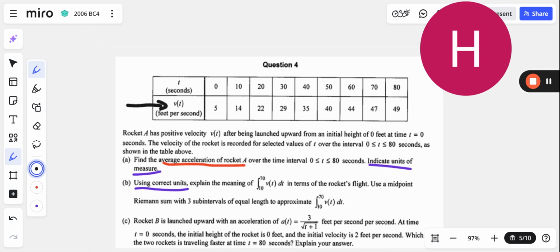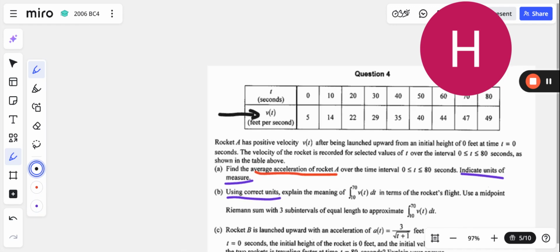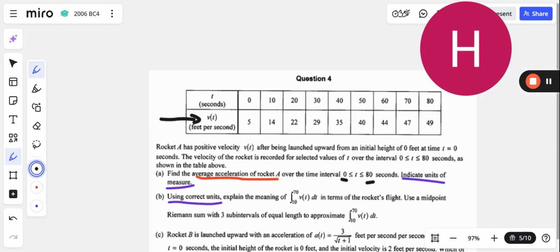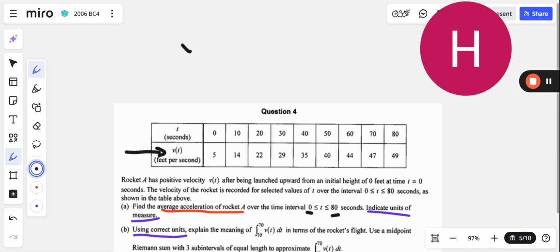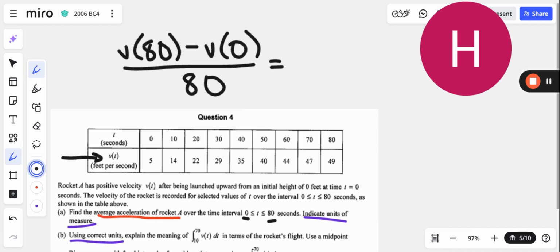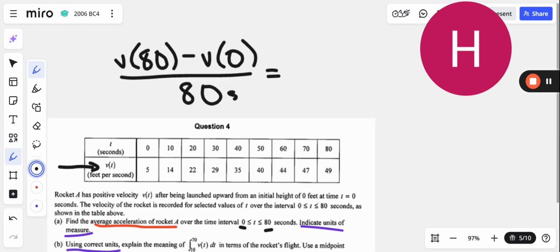So how do we find average acceleration? Well, acceleration is just the slope of velocity, the derivative, if you will, of velocity. So let's find out what the average is from 0 to 80. This is just going to be the velocity at 80, basically the overall change in velocity over the 80 seconds, divided by the time. And so technically it's 80 seconds, and these velocities are in feet per second. So just keep that in mind when it comes to the units.